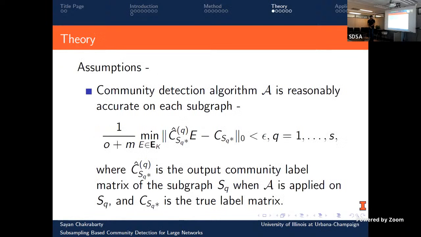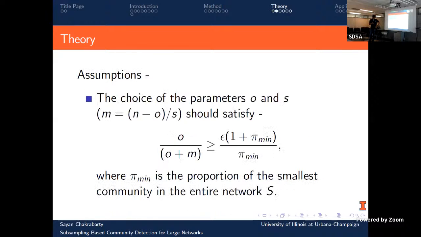So here's the theory. This theory is for the stochastic block model, and actually, this is the general theory. For the theoretical bound on the accuracy, we have to make some assumptions. We assume that the community detection algorithm A is reasonably accurate on each subgraph. This computes the error rate when I apply A on the qth subgraph. And we assume that this error rate is bounded by epsilon for each value of q. The second assumption is that our choice of parameters O and S should satisfy this condition.